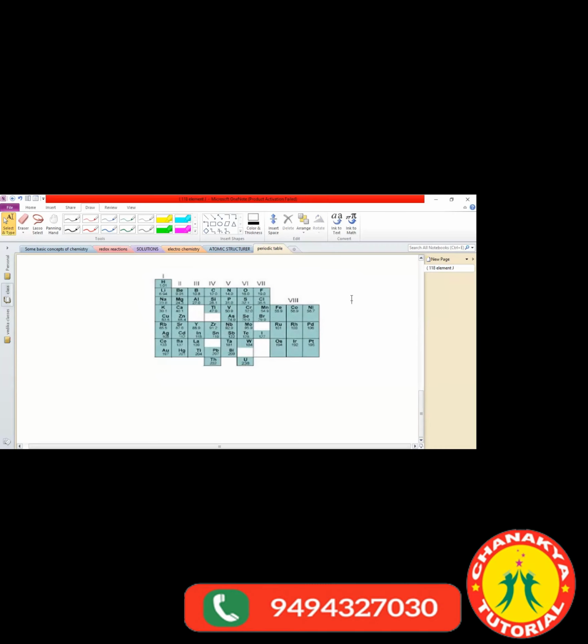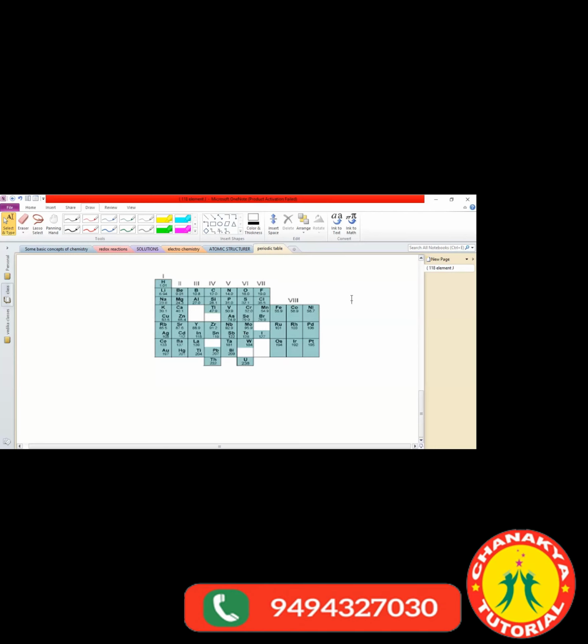Now, this is the Mendeleev periodic table. A total of 63 elements were there at the time of the Mendeleev periodic table. The elements showing similar properties he placed under one group.